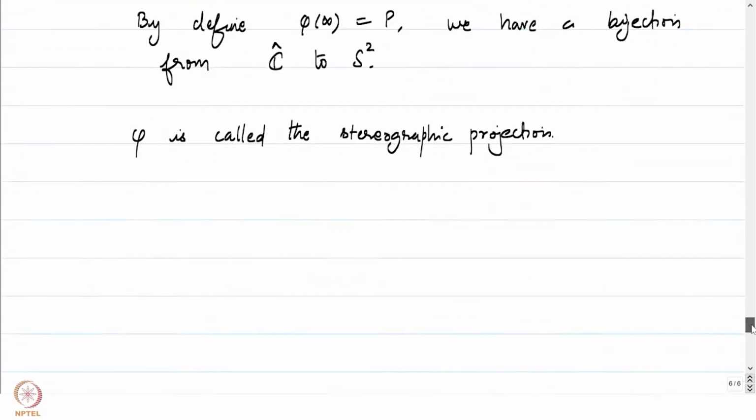Using the stereographic projection, we will also define a metric on C hat. Given 2 points z and z prime in C hat, we will define the stereographic distance from z to z prime to be the Euclidean distance from phi of z to phi of z prime. Remember that phi of z and phi of z prime are 2 points in R3 which lie on the unit sphere. We will define the stereographic distance to be exactly the Euclidean distance of phi of z to phi of z prime. Let me not spend too much time deriving the expression. I'll just write down the expression for you.